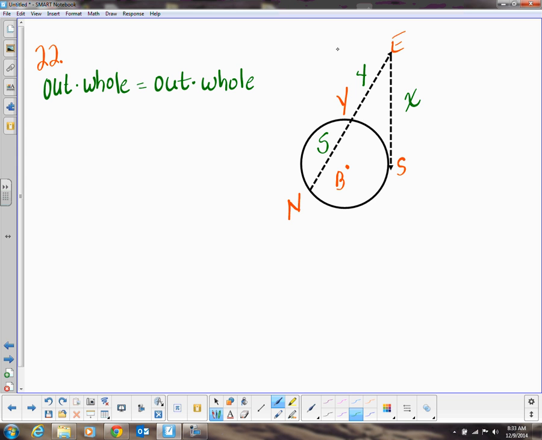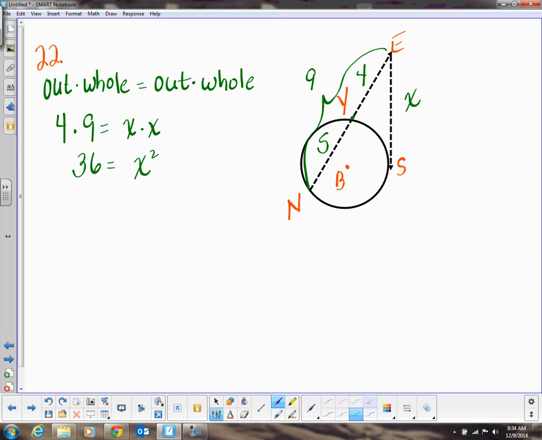Okay, so what is this whole? 9. So what's the outside? 9 is equal to what's the outside and the whole. So you're going to have, for the outside, pardon? How is 4 the outside? Because 4 is outside, the part of the segment outside the circle. Wasn't 5 outside? 5's inside. I got you. Got it?